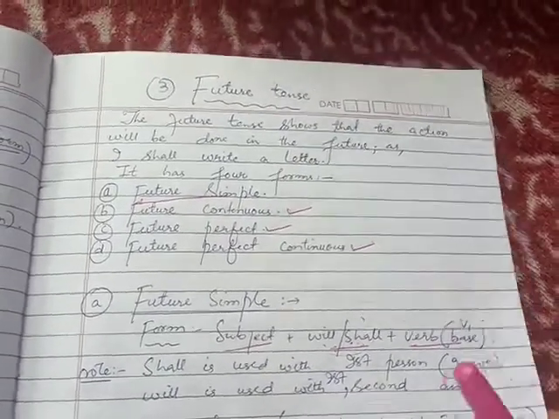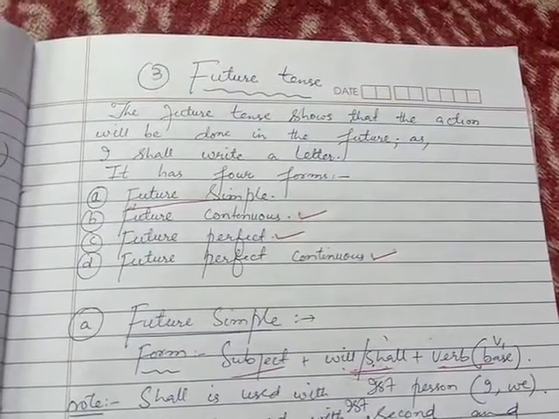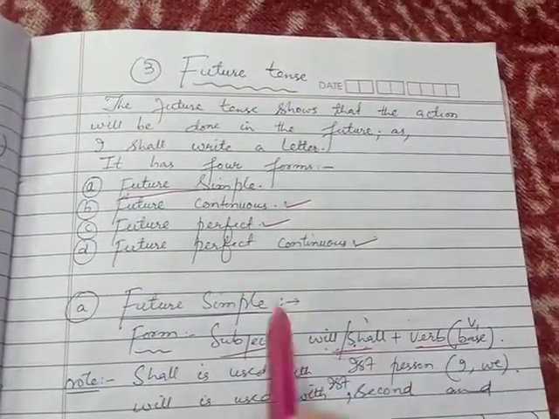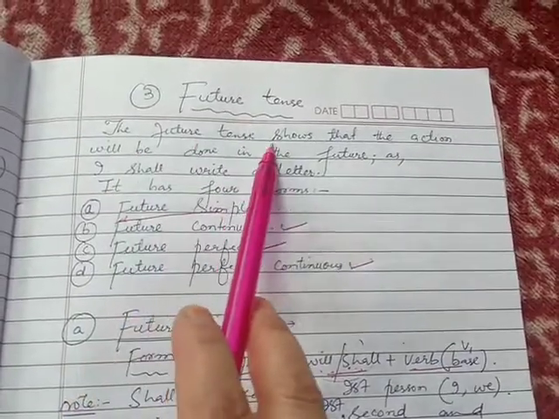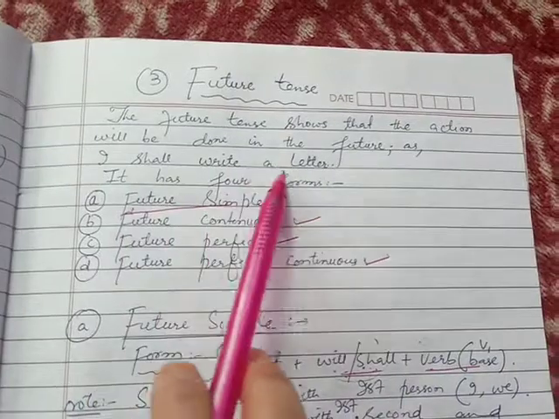In our previous lectures, we talked about present tense and past tense. Today, inshallah Rahman, we will discuss future tense. First of all, I will tell you what the future tense is. The future tense shows that the action will be done in the future. For example, I shall write a letter.